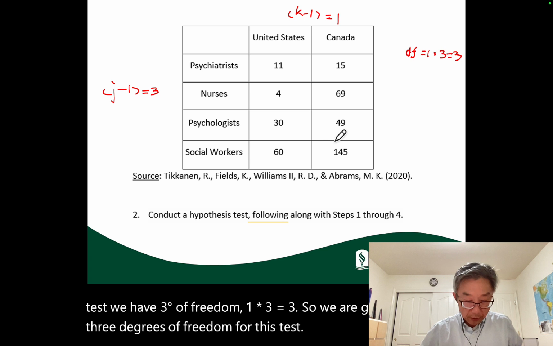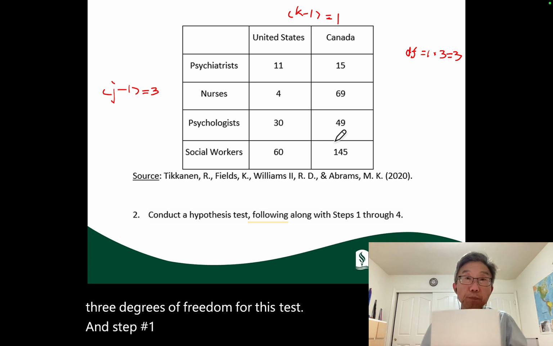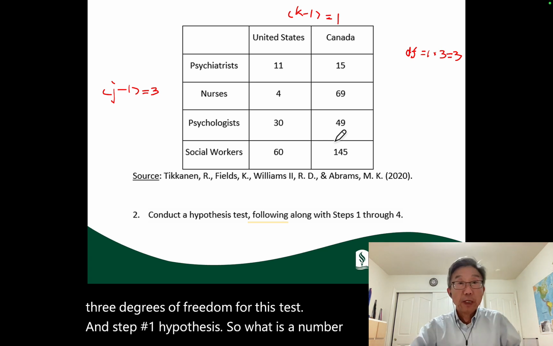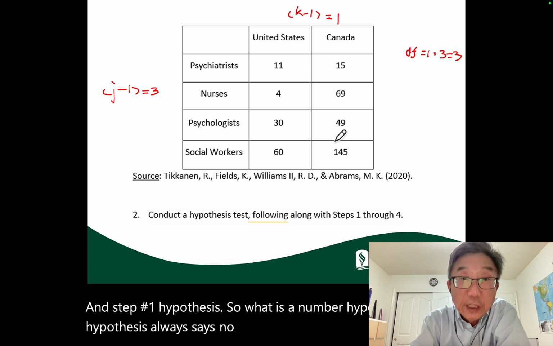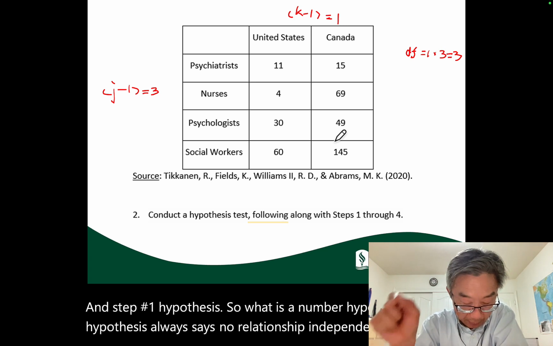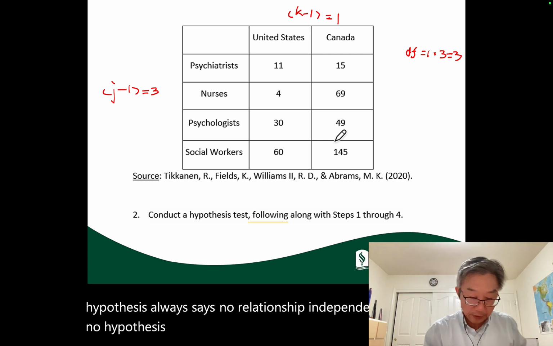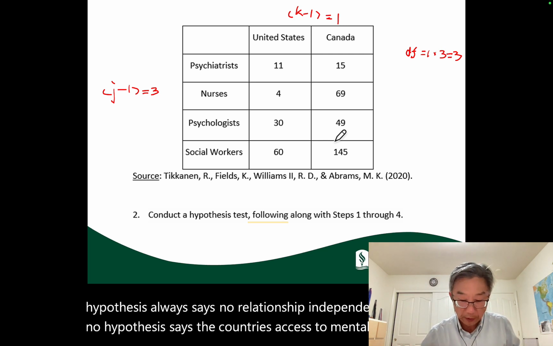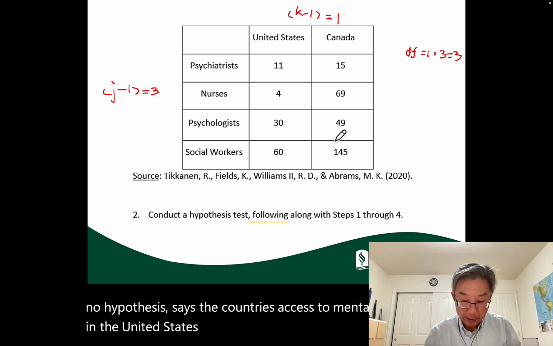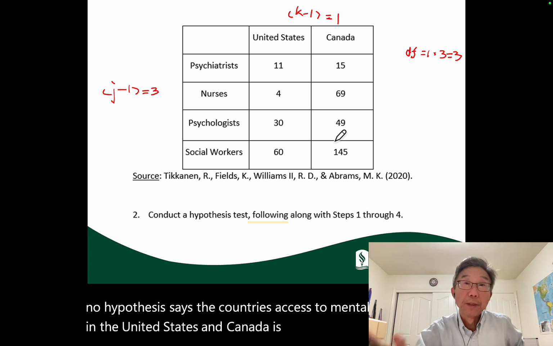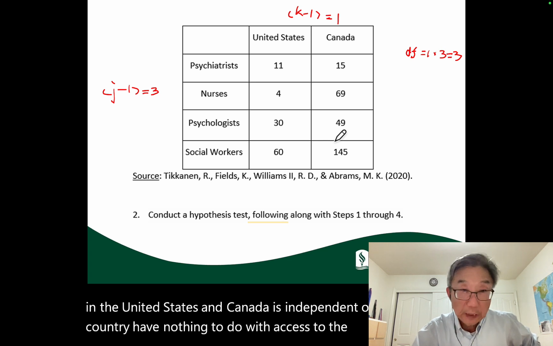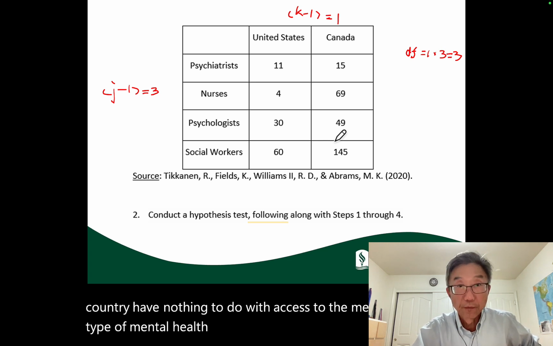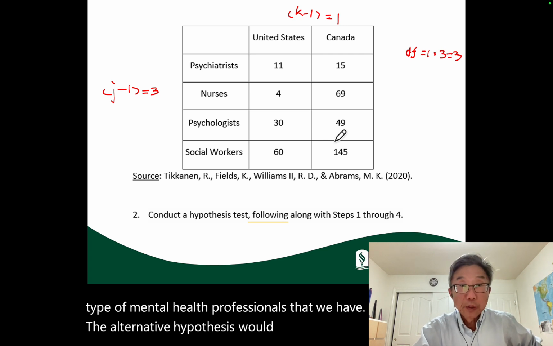And step number 1, hypothesis. So what is the null hypothesis? The null hypothesis always says no relationship, independent. So the null hypothesis says the type of mental health professionals in the United States and Canada is independent of the country. So country has nothing to do with the type of mental health professionals that we have. The alternative hypothesis would say no, the two variables are related.